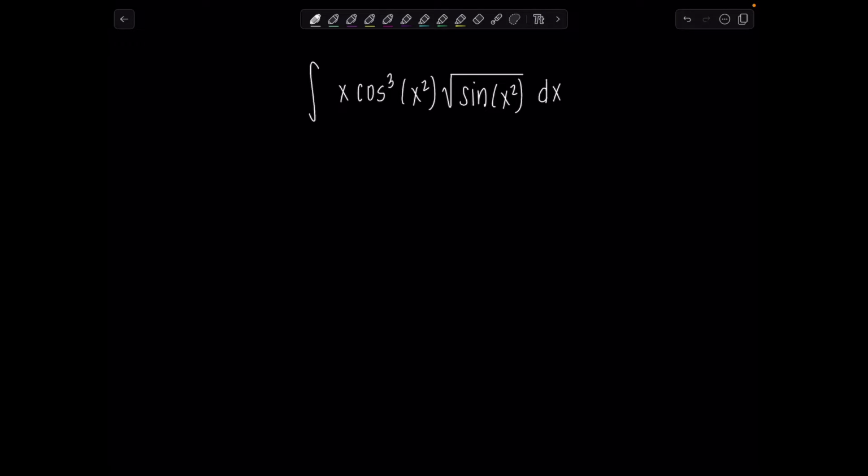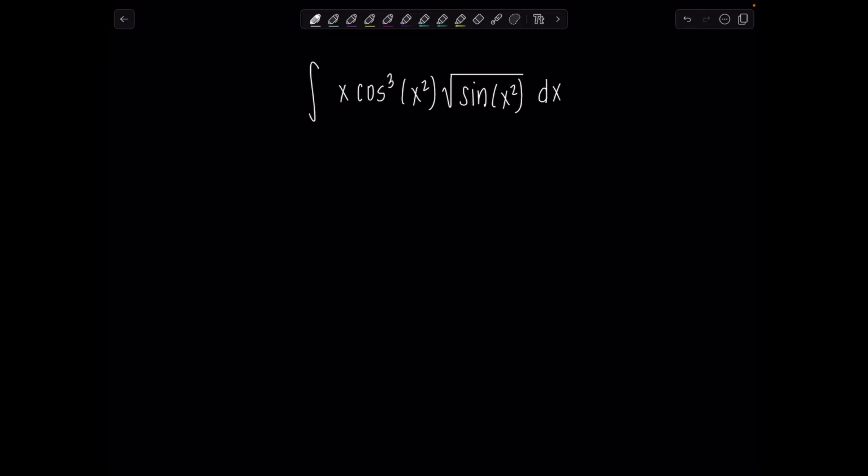Here's your latest integral of the day. We have an indefinite integral of x times cosine cubed of x squared times the square root of sine of x squared dx. And I had some requests lately to do some less spicy integrals, so hopefully this one's still fun, yet not excessively challenging, so that you guys can all arrive at the solution on your own. So if you want to pause the video, give it a try. It just takes a couple of rounds of substitution.